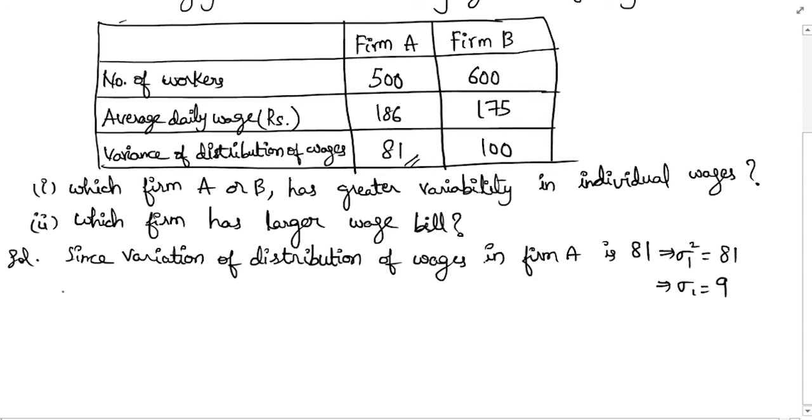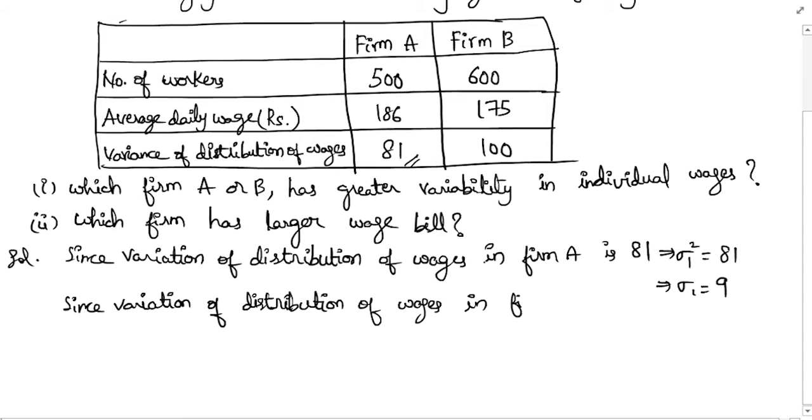Now, since it's given that the variation of distribution of wages in firm B, we'll consider it as sigma 2, sigma 2 square is equal to 100. That implies sigma 2 is equal to 10, right?